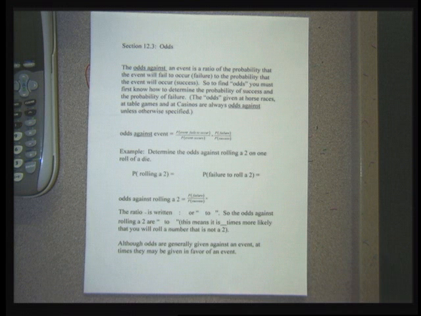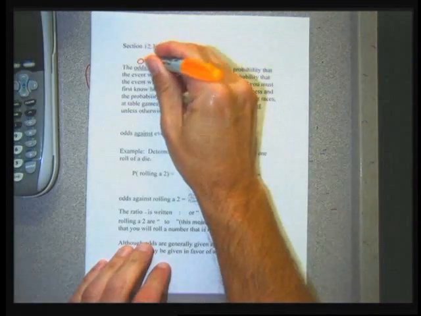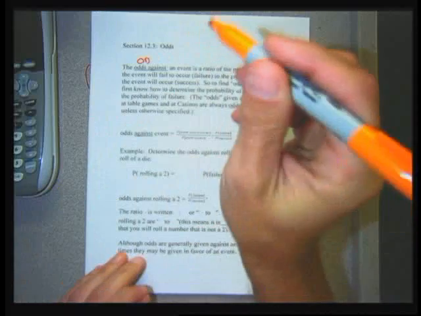And 12.3, to me, is a bothersome section. Odds are just, to me, not intuitive. They're not particularly hard. It's just that the answers never seem like I want them to be. So there are odds against an event happening, and then odds in favor of events happening.